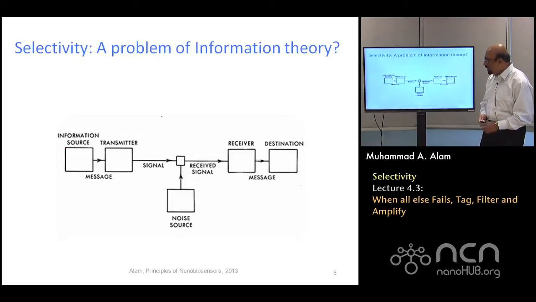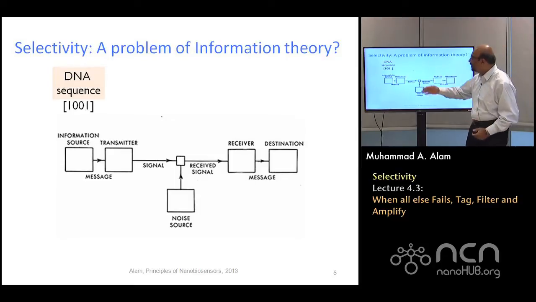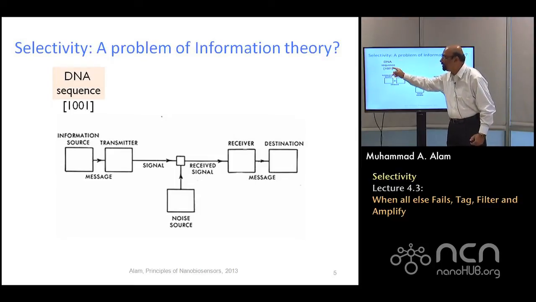Now, the matrix is one way of viewing the sensor problem or the selectivity problem. Another way of viewing it that is very helpful is to think about the whole problem as a special example of information theory. Think about it. Let's say you have a DNA sequence 1001.